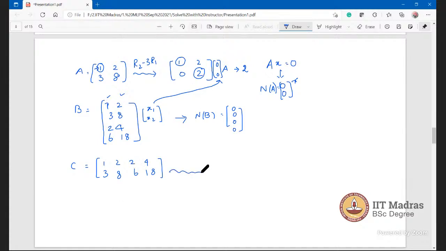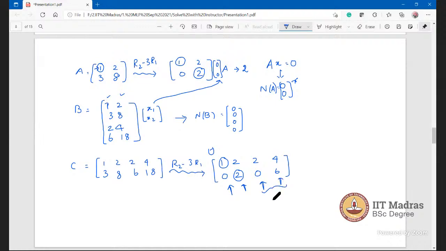So if you try to reduce this matrix, we are going to do R2 minus 3 R1. So we will get 1, 2, 4. So 3 minus 3 is 0. So 8 minus 6 is 2. So 6 minus 6 is 0. So 16 minus 12, we will get 4. So now if you look at this reduced form U, the rank is once again 2. So these two are pivot elements, but you are having 2 free variables here.